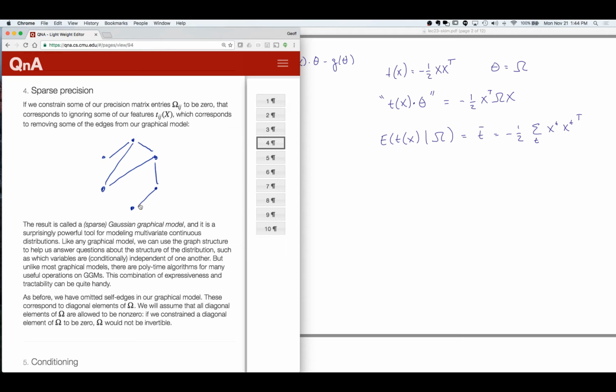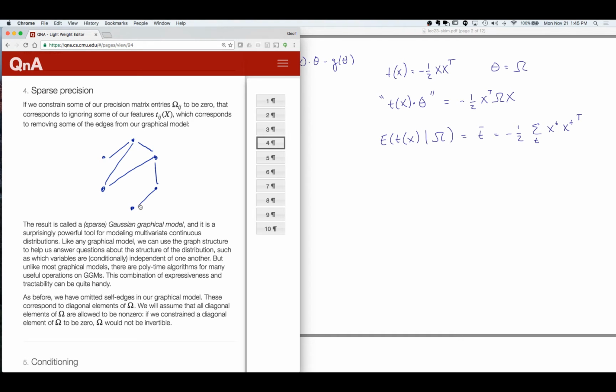And so Gaussian graphical models give us a lot of the power of general graphical models to flexibly specify which variables are statistically dependent or independent of one another. But unlike general graphical models, we don't pay nearly as high a price. We're able to do lots of useful operations with Gaussian graphical models efficiently.